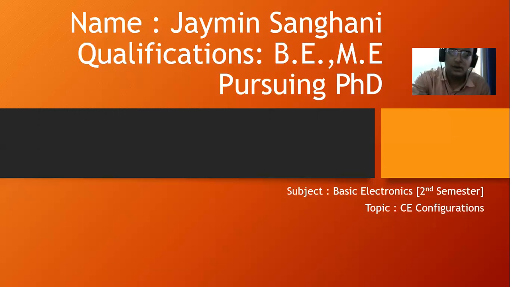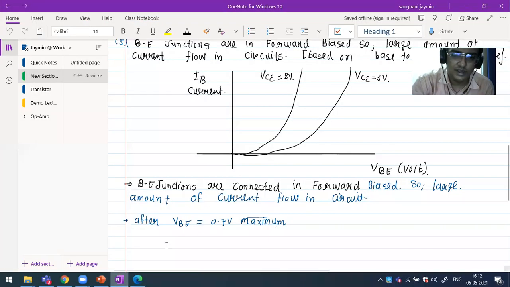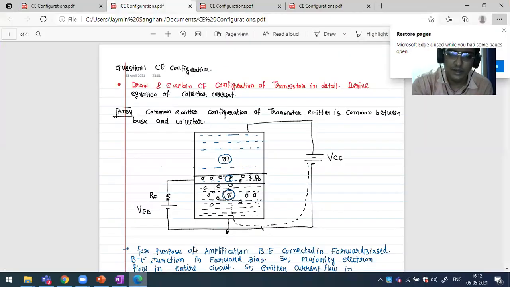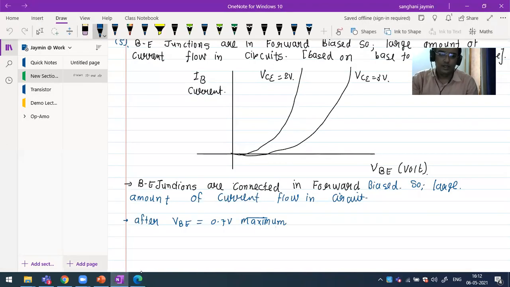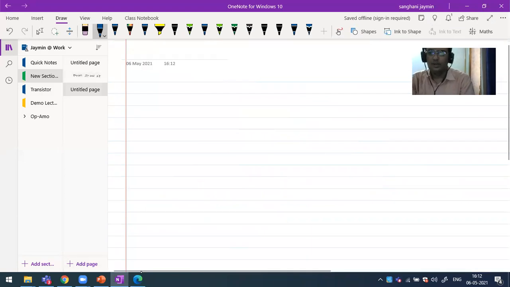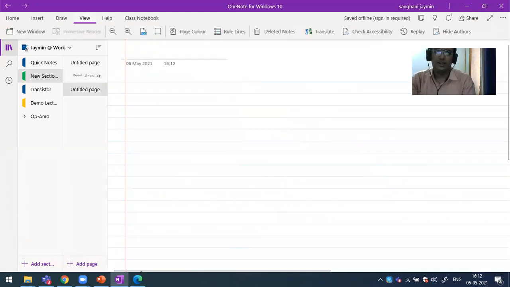Remember this point: in the common emitter configuration, the emitter is common between the base as well as the collector. Now see this. In the common emitter configuration, the emitter is common between the base and collector.